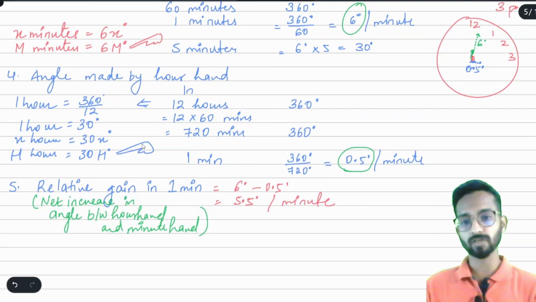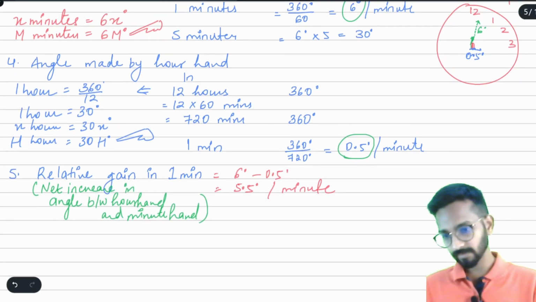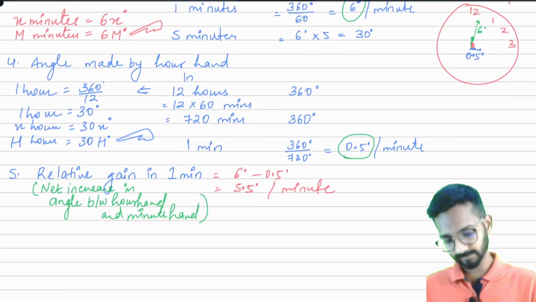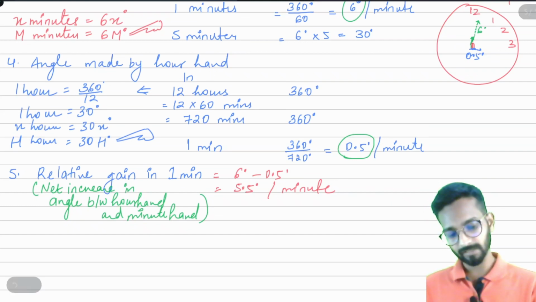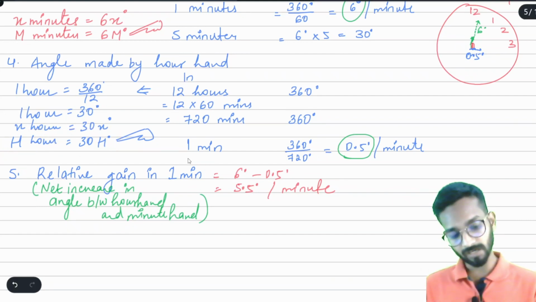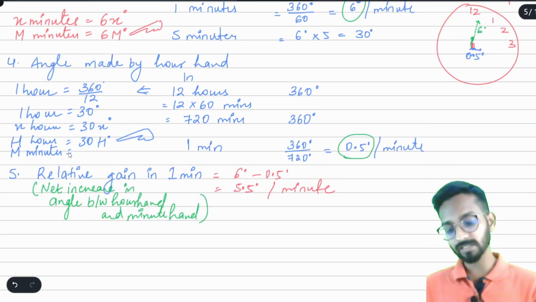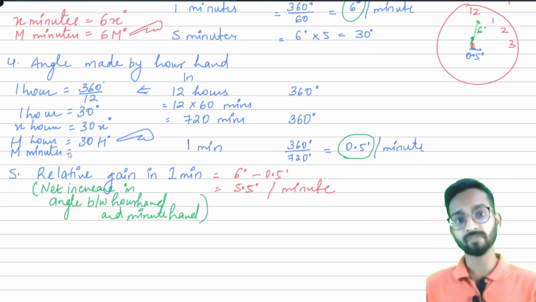Please note these things because now what we are going to write here, I can say that the angle made by the hour hand in h hours is 30h degrees. If I have to know it in m minutes, how much angle is the hour hand making after passing 5 minutes or 10 minutes. These will be the questions.